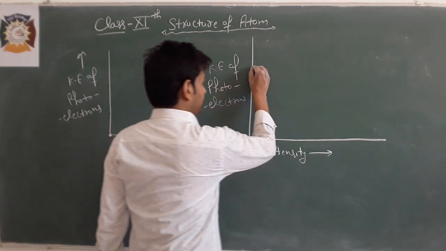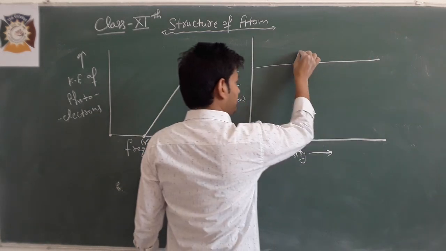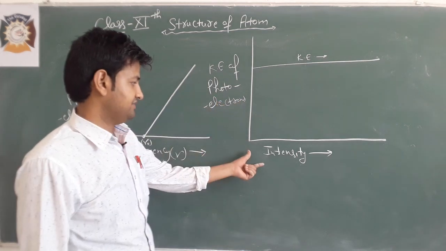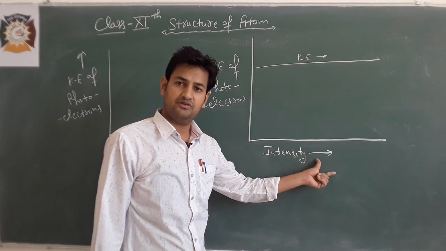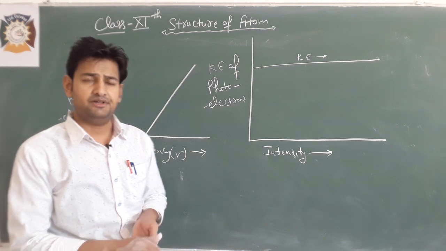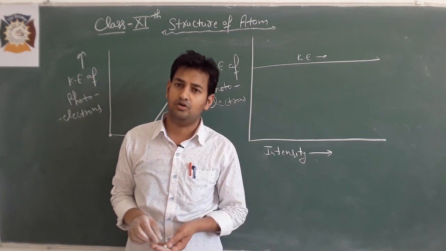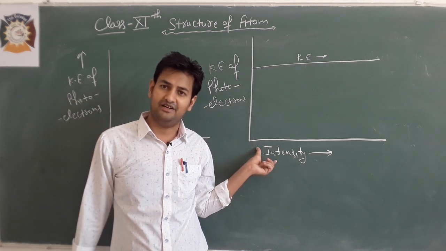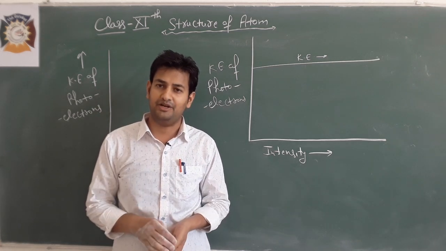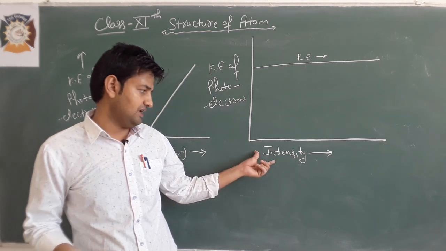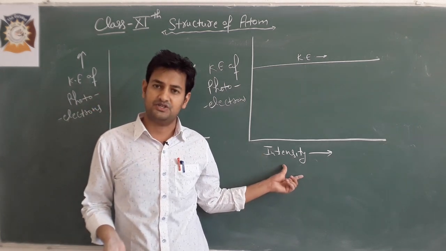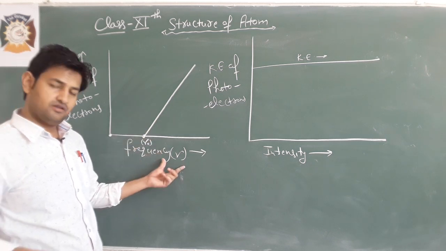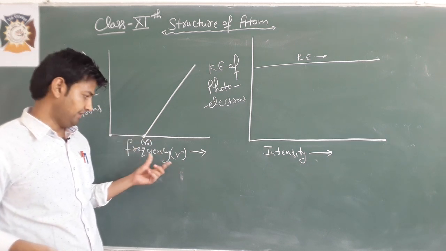But the kinetic energy of the photoelectron does not depend upon intensity. So kinetic energy will remain the same with the increase in intensity. Then what is the effect of intensity on the photoelectrons? The number of photoelectrons ejected can increase with the increase in intensity, but the kinetic energy increases with the increase in frequency.